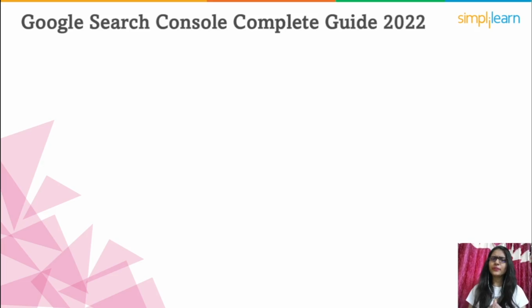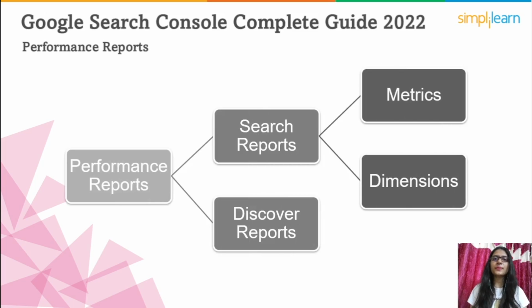So without any further delay, let's start understanding the basic terminologies of Google Search Console and how they work and improve your website's health. The first one we have is performance reports. Google Search Console provides two types of performance report: search reports and discover reports. Let's first understand about search reports.